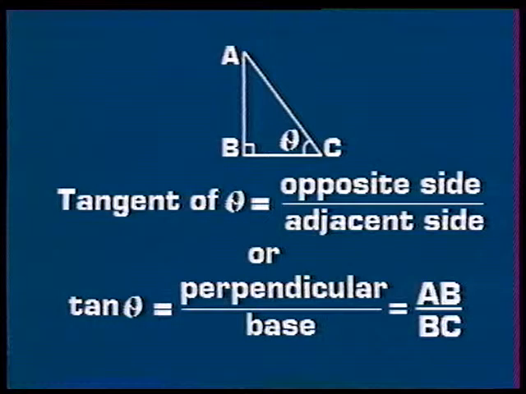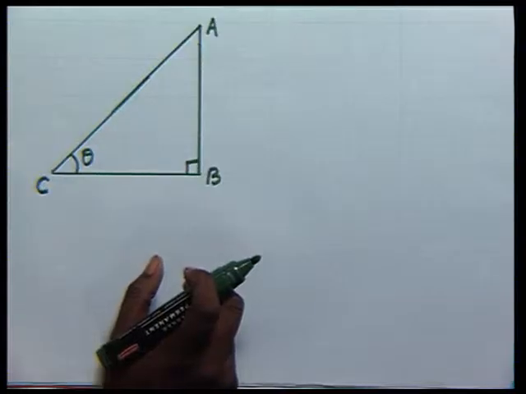Tangent of angle theta, which is in brief called tan theta, is nothing but the ratio of the side opposite to the angle theta to that of the adjacent side. In this particular triangle, tan theta is equal to AB upon BC.